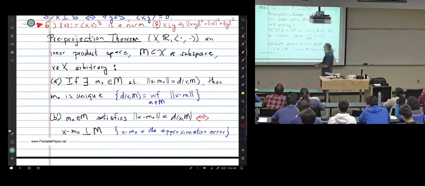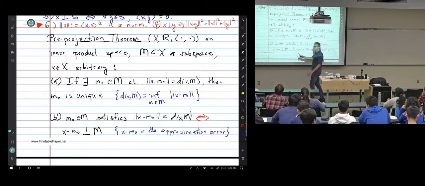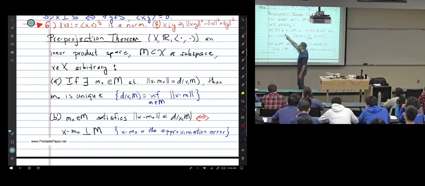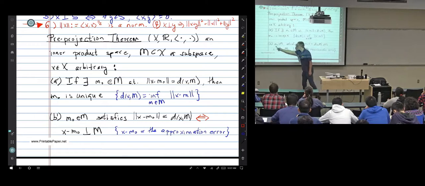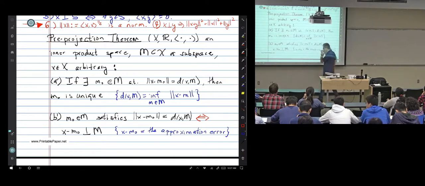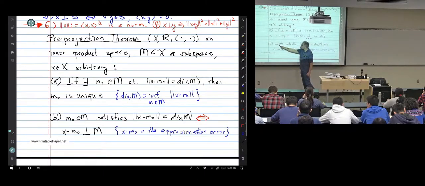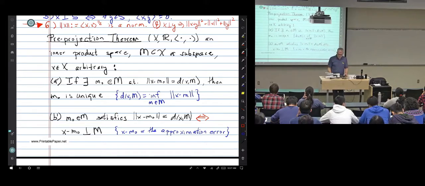So the thing we're missing from the full projection theorem that we might get to just at the end of today is we haven't shown that there always exists such an M0. So if it does exist, there's only one of them. And if it does exist, it satisfies that it's orthogonal. And if you can find something that's orthogonal, the approximation error is orthogonal, it is a minimizer. But we don't know that there's a vector in M that satisfies this relationship. We won't know that with the preprojection theorem.